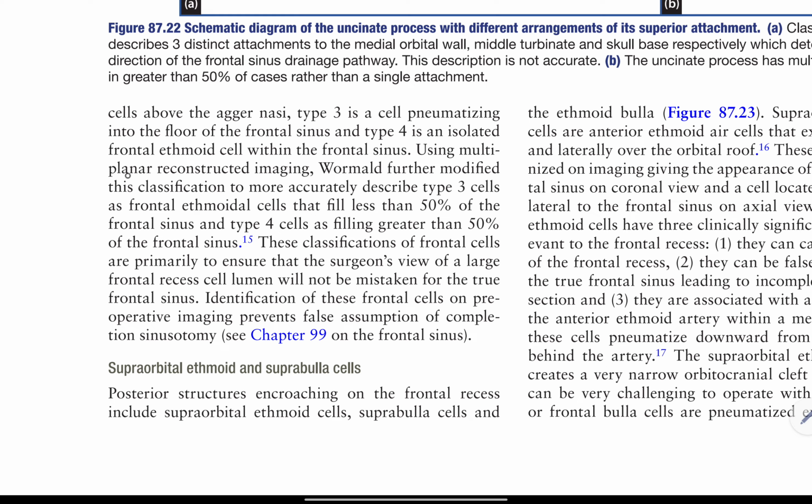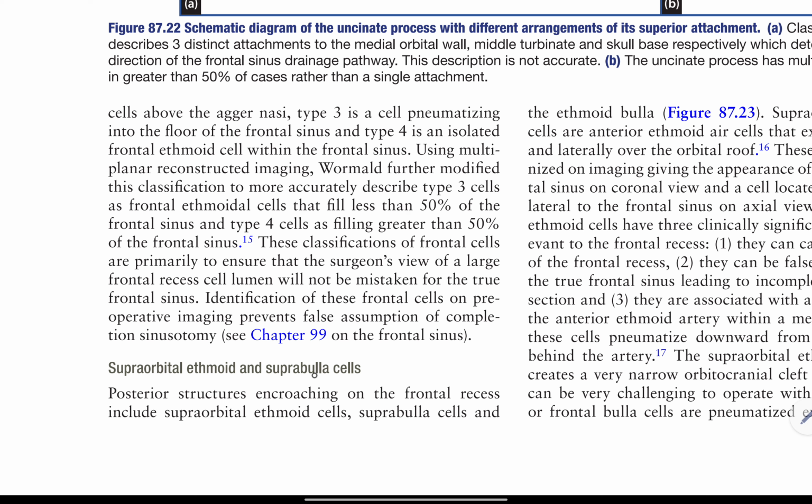Using multiplanar reconstructed imaging, Wormald further modified this classification to more accurately describe type 3 cells as frontal ethmoidal cells that fill less than 50% of the frontal sinus, and type 4 cells as filling greater than 50% of the sinus. These classifications of frontal sinus cells are primarily to ensure that the surgeon's view of a large frontal recess cell lumen will not be mistaken for the true frontal sinus. Identification of these frontal cells on preoperative imaging prevents false assumption of completion sinusotomy.